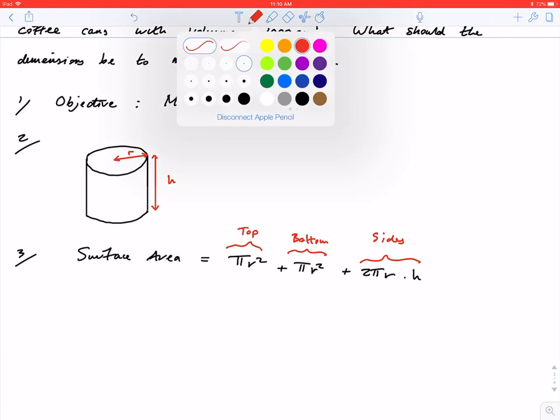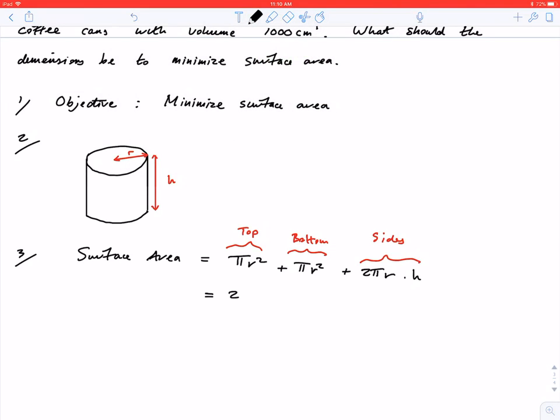So I can tidy this up a little bit because I've got the same term going twice. 2 pi r squared plus 2 pi r h. So that's it, it's my objective formula. Okay, so this is the objective formula.